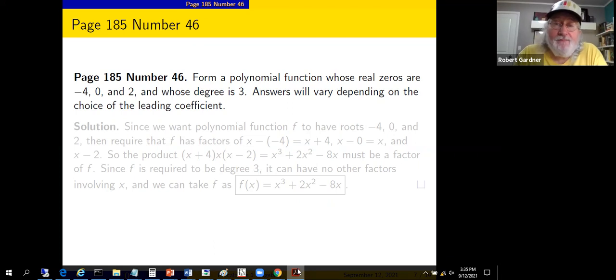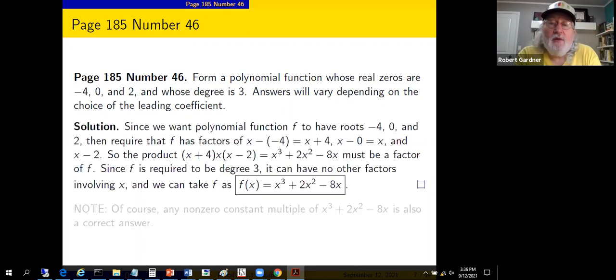Okay. They have us creating a polynomial function whose real zeros are -4, 0, and 2, and whose degree is 3. Answers will vary depending on the choice of the leading coefficient. All right. Let's try to decipher what that last little part means as well. They want -4, 0, and 2 to be zeros of this polynomial function.